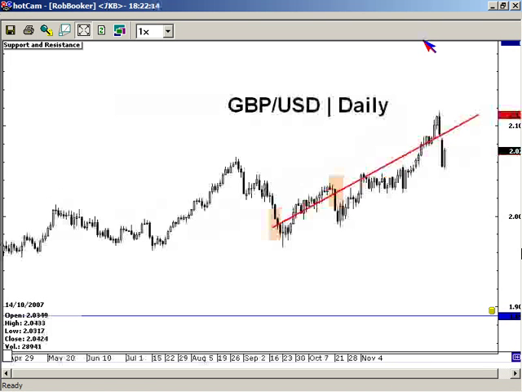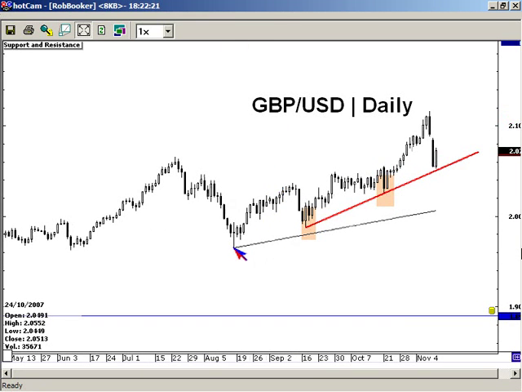Okay. Let's talk about profit targets that we could use. Here are several different methods that we could use. Method numero uno. We could draw another trend line across previous lows.